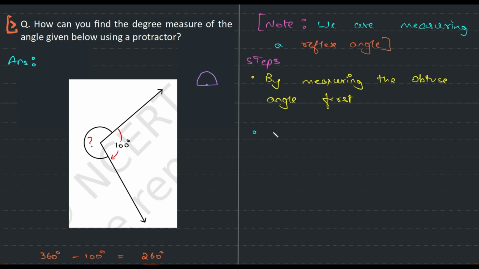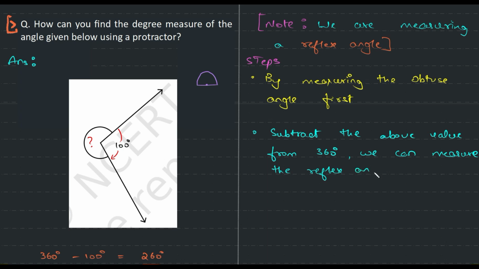And then we go on to subtract the above value from 360 degrees. We can measure the reflex angle. Okay, so let me show the steps. 360 minus 100 degrees, which is equal to 260 degrees. So this is 100 degrees in our case, and your answer starts from here, guys.